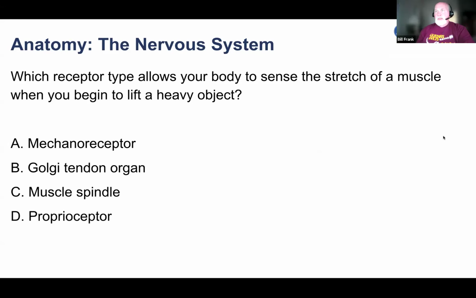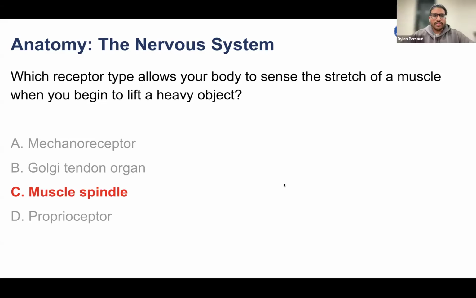Ending the poll in 3, 2, 1. Okay, so it looks like A and C were the most chosen choices, and we're going to go over that here.